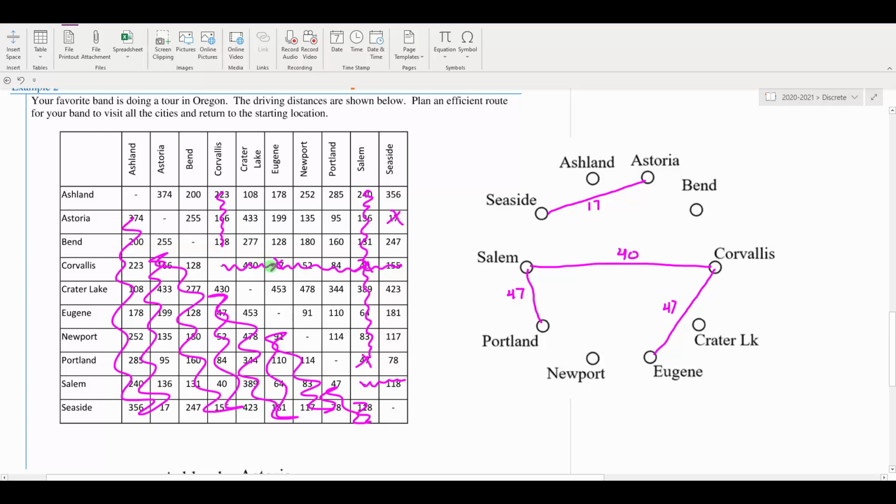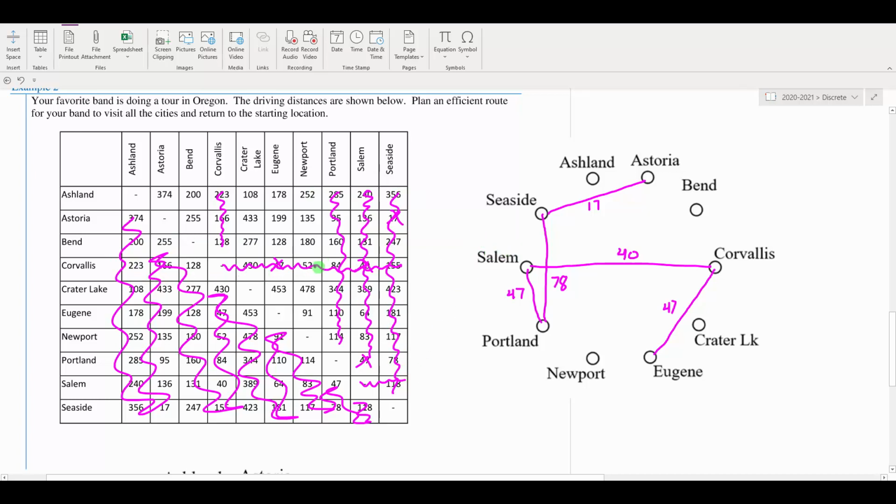So the next shortest edge would be, let's see, 78. I don't think there's anything shorter than 78. So we got Portland to Seaside. Right, Portland to Seaside. We can do that one. And it's got a length of 78. Now notice Portland just went to degree 2, so I'm going to get rid of all these. And Seaside just went to a degree of 2, so all of these.